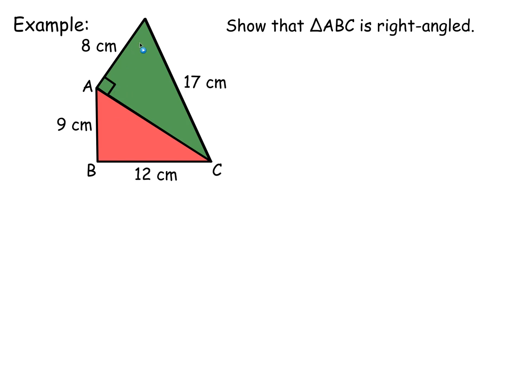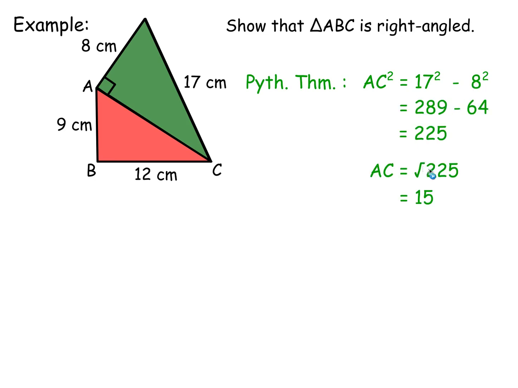However, the green triangle has a square in the corner showing it is right-angled. You can apply Pythagoras' theorem to the right-angled triangle to work out the missing side AC, it's a shorter side. AC squared is 17 squared minus 8 squared. So this is Pythagoras' theorem on the green triangle. AC squared equals 17 squared minus 8 squared. Follow it through. AC is the square root of 225. It's exactly 15. There it is there, AC is 15.